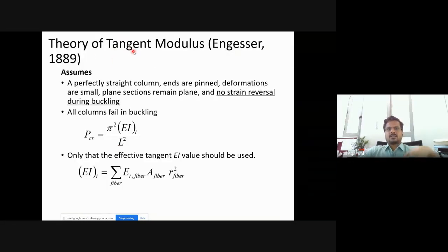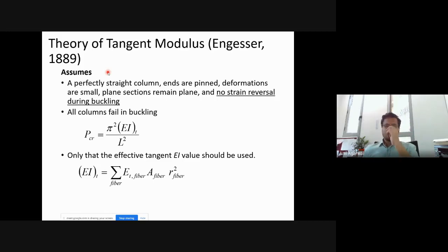Right? So there is a nice theorem called the theory of tangent modulus. It was proposed in 1889. Okay, and what this gentleman, Engesser, suggested was very, I would say, elegant. So what he suggested was, now listen to me carefully. We have been talking about two modes of failure, right? Primarily, ignore all of the torsional buckling and so on. Primarily two modes of failure of a column: squashing or crushing, and the other one is flexural buckling.